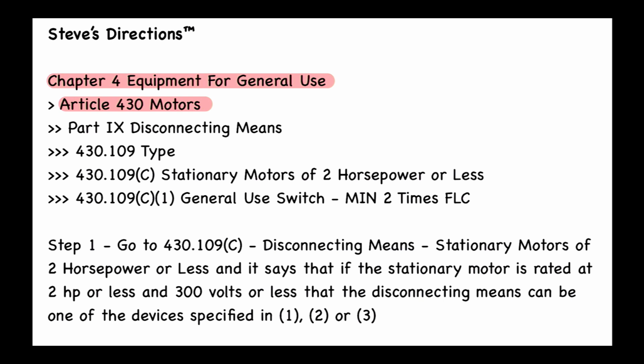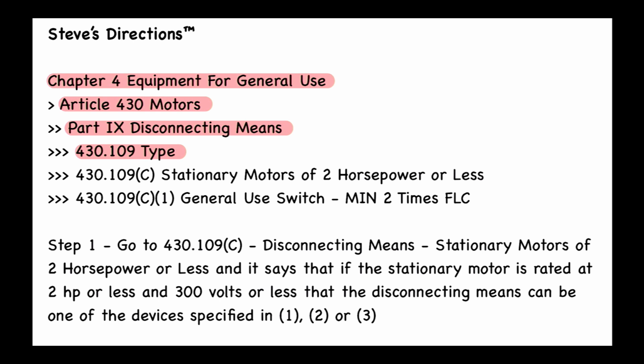Article 430 for motors is within Chapter 4, called Equipment for General Use. Then we look at all the parts, and there's a lot of parts in Article 430, so make sure that you really know about all the different parts. Otherwise, you're just going to be wasting a lot of time. And we find Part 9, which is called the disconnecting means. Again, we're looking at that general use switch as a disconnecting means, and that's why I'm picking Part 9. Then we find 430.109 type.